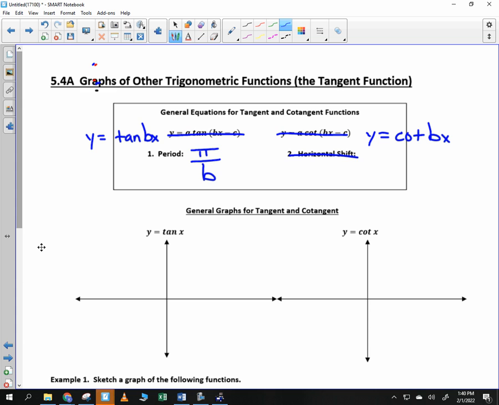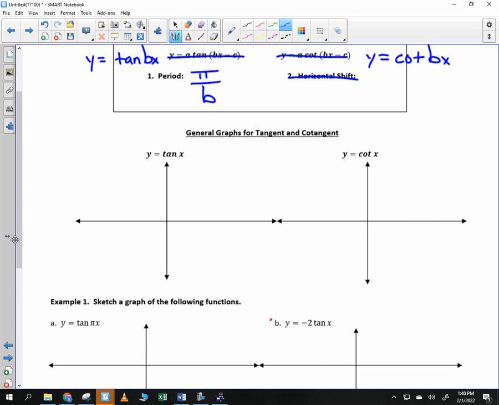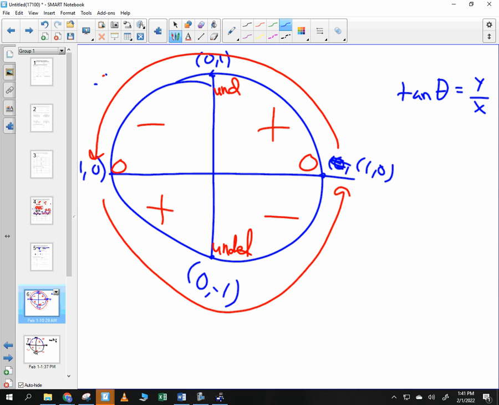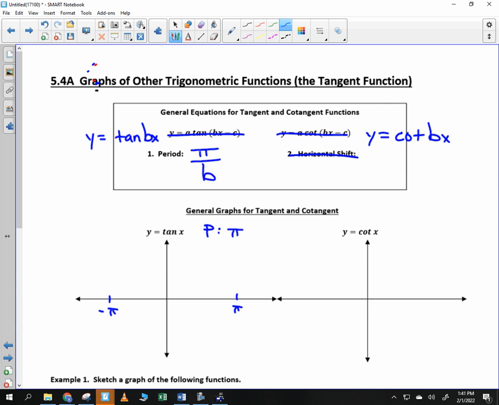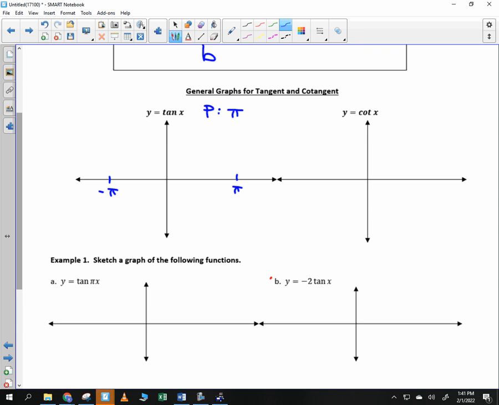So let's discover what the tangent graph looks like. We have a couple pieces already. First of all, we know that the period in this situation is simply pi. So what I'm going to do is on my graph here, I'm going to mark off pi, and I'm going to mark off negative pi. Sine and cosine, how many parts did we divide that into? Why 4? Because it takes 4 quadrants to repeat itself. How many quadrants did this take for it to repeat? Just 2. Everybody see that? So therefore, when I divide tangent up, I'm not going to divide it in 4 parts. I'm just going to divide it into 2 parts.